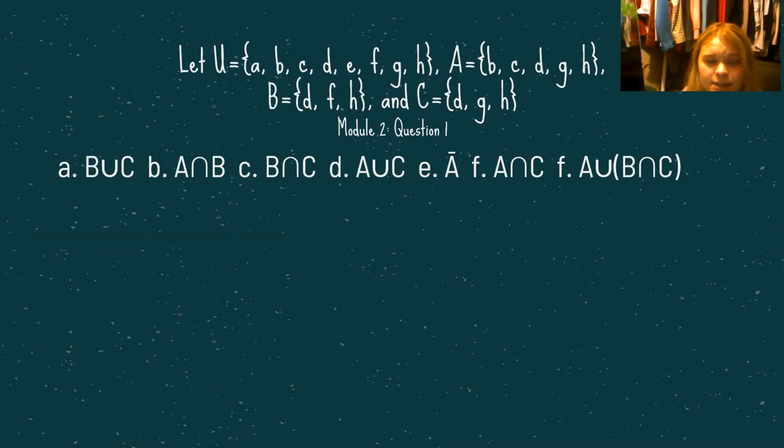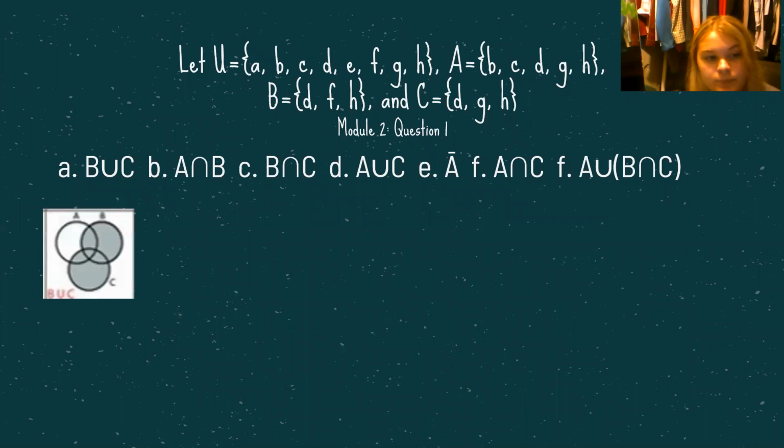In part A, it's asking us to represent in the Venn diagram B union C, which is all of set B and all of set C joined in one Venn diagram. So we can see that represented in here, because all of set B is represented in this diagram and all of set C.